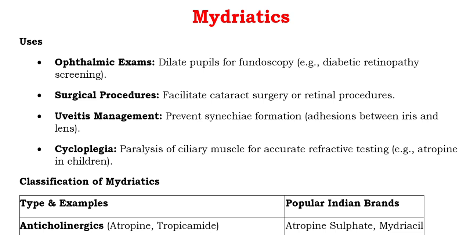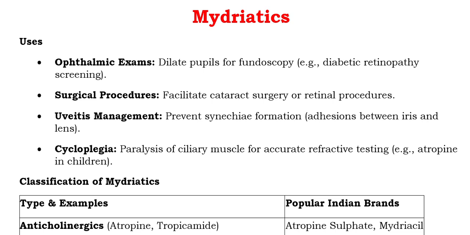What about other situations? They're also indispensable in surgery. Think cataract surgery. You need a really well-dilated pupil, which gives the surgeon the space and the view they need to do those delicate steps. Right, makes the job possible. And same for a lot of retinal surgeries, too. So, crucial for looking and for operating inside. Any therapeutic uses beyond just seeing better?